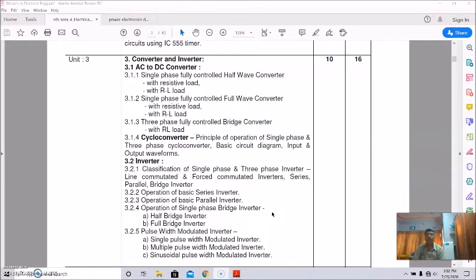Today we'll start another topic of this unit 3, that is cycloconverters. This topic in your syllabus includes the principle of operation of single phase and three phase cycloconverter, basic circuit diagram, input and output waveforms. We'll start with the introduction, then the principle of operation, first for single phase, with its circuit diagram, waveforms, etc. Then we'll discuss the three phase cycloconverter.